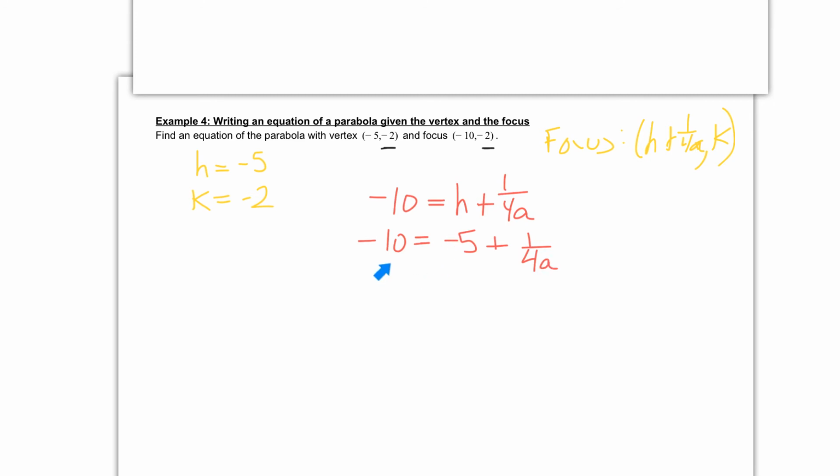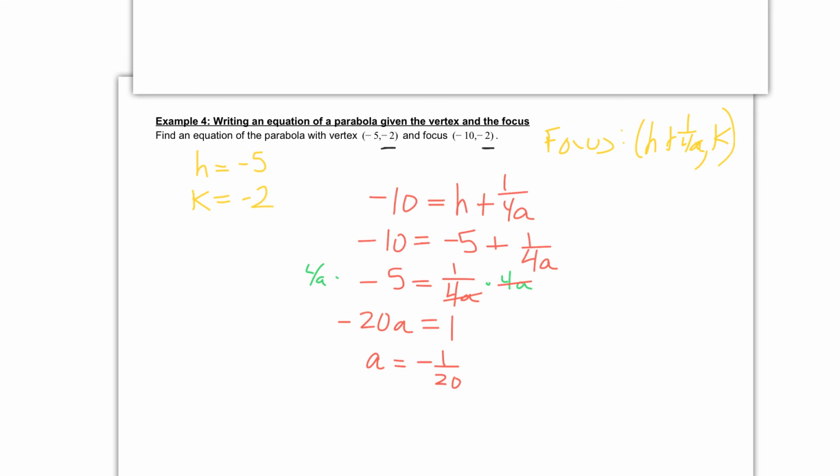And if I'm going to solve for a, the first thing that I would need to do is to add that 5 over to the other side. And I get -5 equal to 1/4a. And then I need to multiply both sides by 4a. I need to get that a out of the denominator. And I get -20a equal to 1, because the 4a's will cancel out. And then finally, to solve for a, I need to divide both sides by -20, and I get a is equal to -1/20.